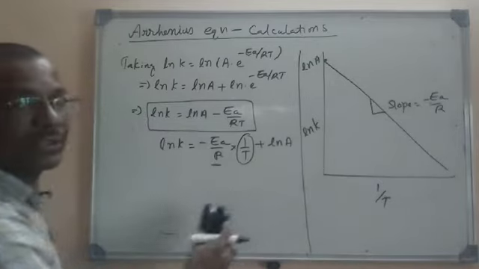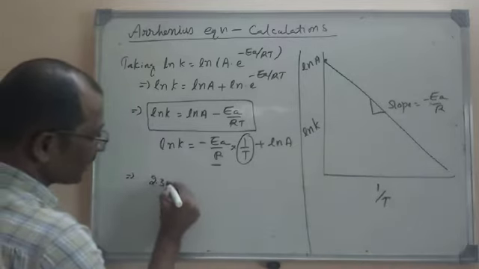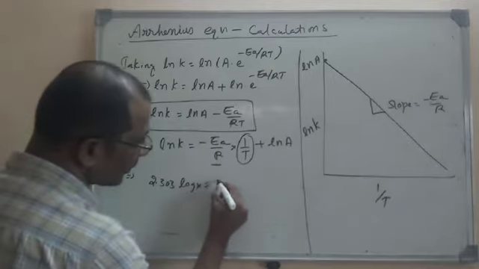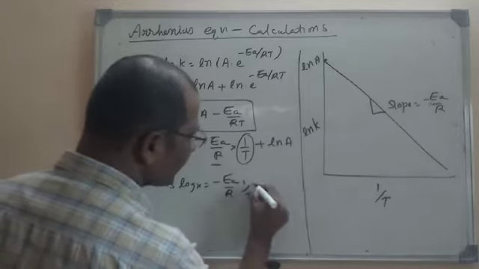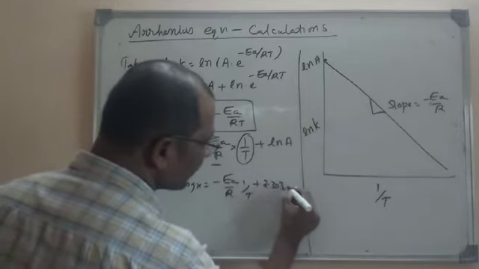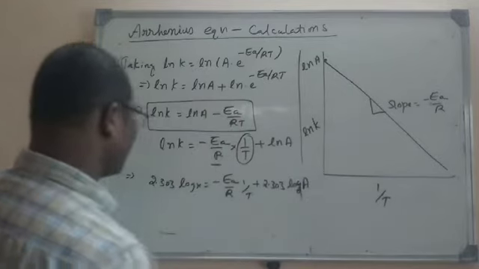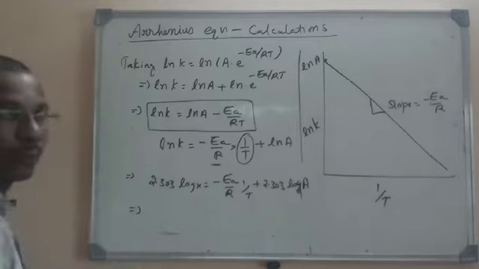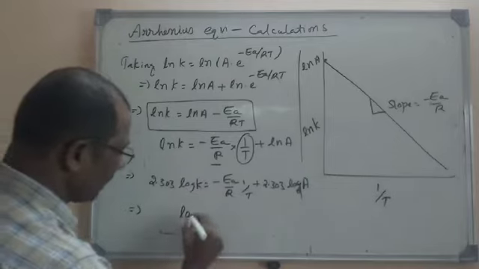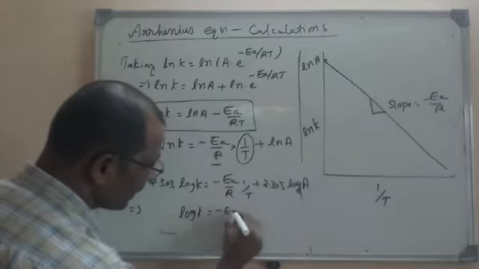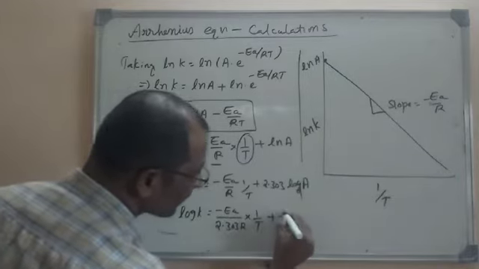So ln x is equal to 2.303 into log x. So it will turn into 2.303 log k is equal to minus EA by R into 1 by T plus 2.303 log A. So I will divide all the terms by 2.303. Now what I will get is log k is equal to minus EA by 2.303 R into 1 by T plus log A.